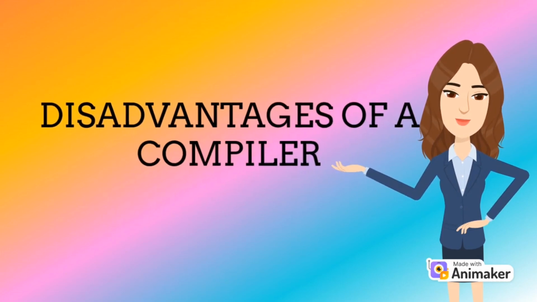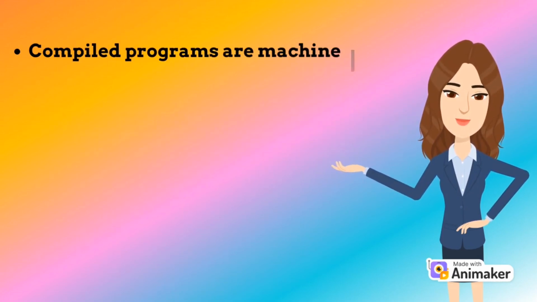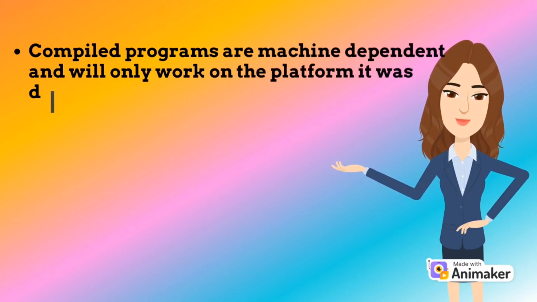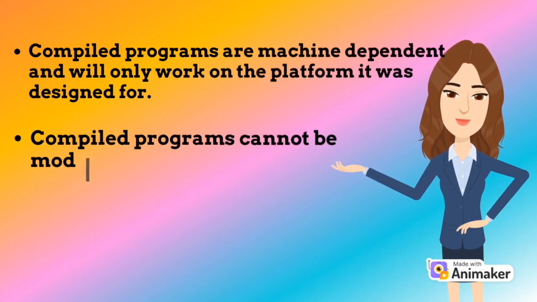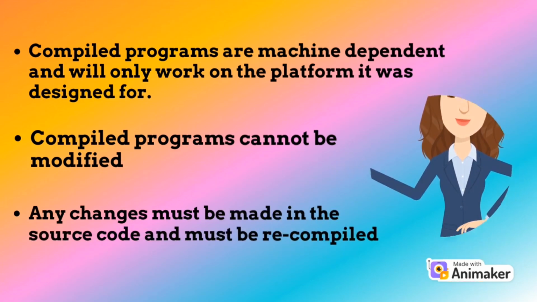Disadvantages of a compiler: compiled programs are machine dependent and will only work on the platform they were designed for. Compiled programs cannot be modified. Any changes must be made in the source code and must be recompiled.